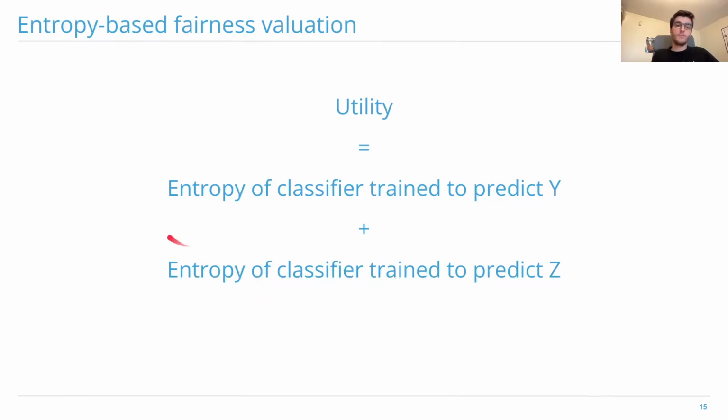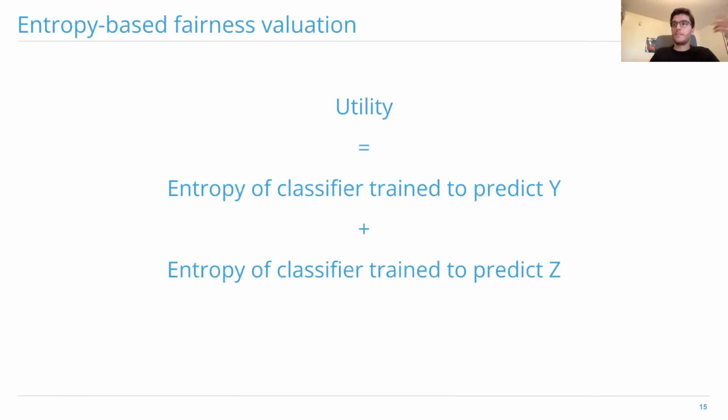But instead of using the entropy of a classifier trained to predict y, which is our performance valuation, we will use the entropy of a classifier trained to predict z, our protected attribute, using the same features that we might use to predict y, so that's the feature group x, and also y. And why does this work exactly?